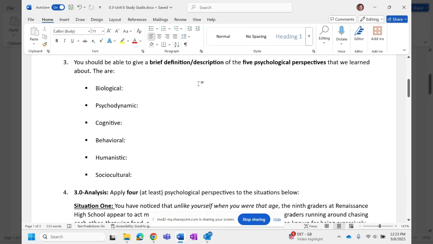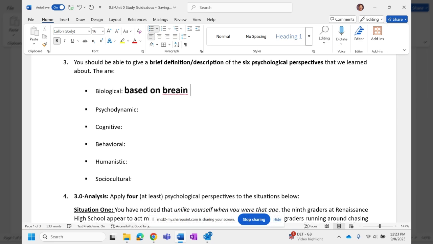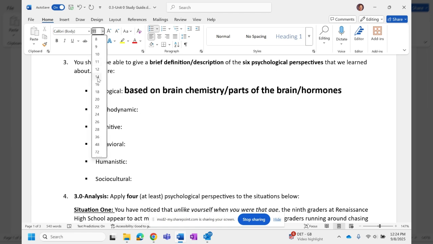Brief definition of, I should say, 6 psychological perspectives. So biological, just a brief overview for the sake of time. Biological is all about what's happening in the brain. So based on brain chemistry, parts of the brain, which we'll get to next, and hormones as well. That's called the endocrine system. So everything you do, not everything you do, but we would focus most on the things we can scientifically measure and study that's happening actually in the brain.